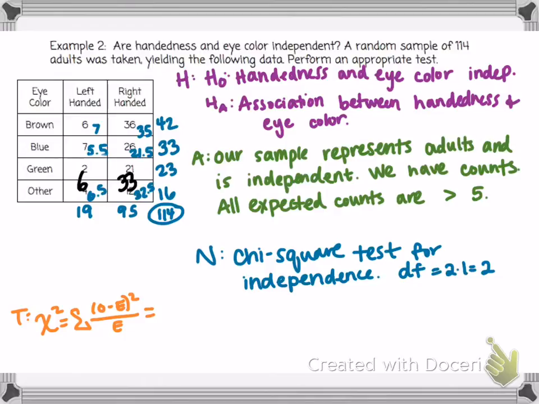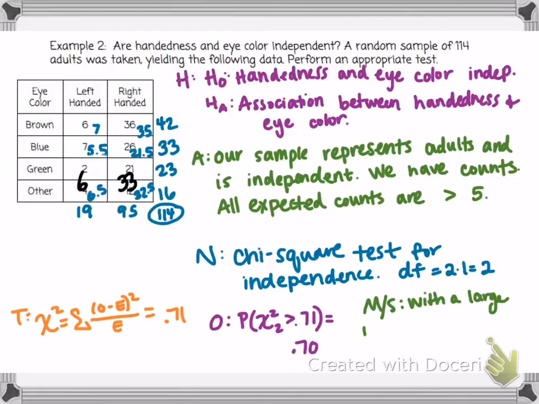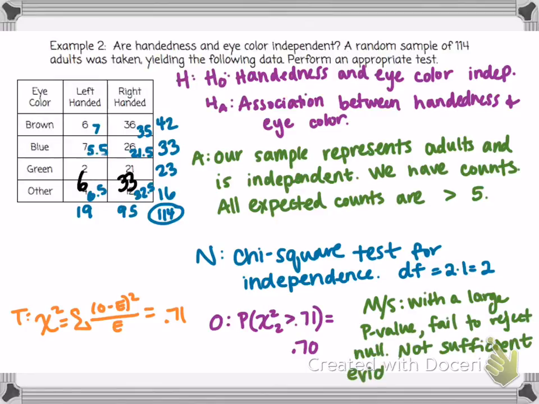Take a look at the chi-squared, the p-value, and the degrees of freedom to make sure everything is making sense. If you need to pause to do all that calculator work, go ahead and pause and then restart. You should have gotten a chi-squared of 0.71. Your p-value is the probability that chi-squared with 2 degrees of freedom is greater than 0.71, and that's a p-value of 70%, or 0.7. With this large p-value, you fail to reject the null. There's not sufficient evidence of an association between eye color and handedness, which makes sense.